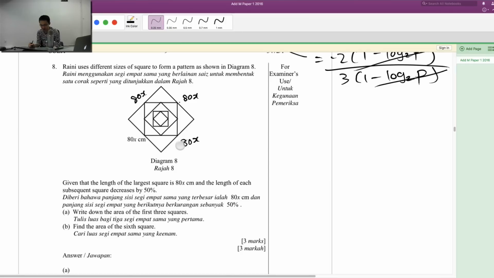Alright. If given the length of the largest square is 80x, and the length of the subsequent is decreased 50%, that means I know this one is 40x. And then I know this is 20x. I know this is 10x. And then I know this is 5x. So they will keep on decreasing 50%. Okay, this is what the question is trying to say.